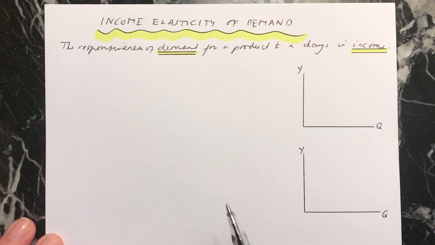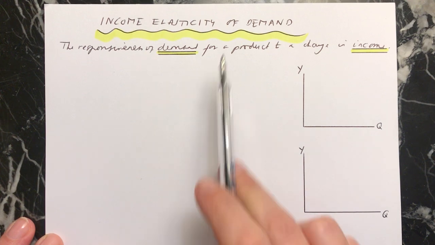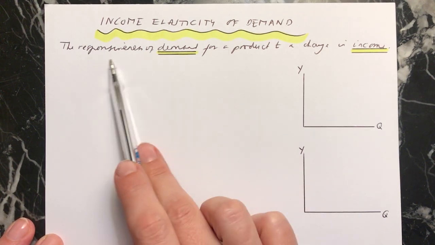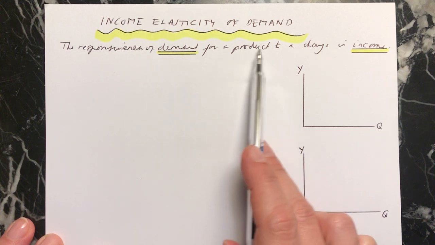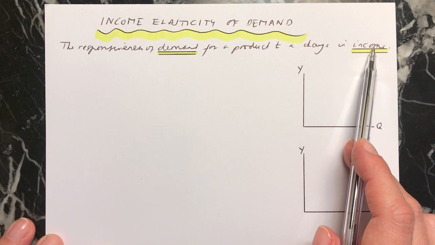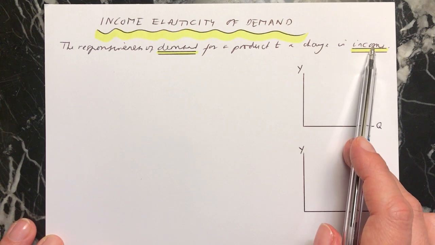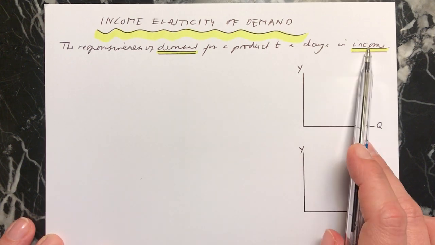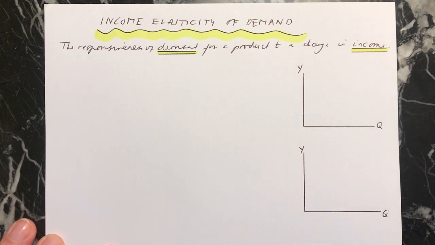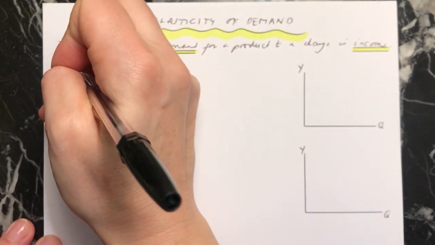Everybody, now we're going to have a look at income elasticity of demand. So this is another elasticity, and this one is looking at the responsiveness of demand for a product to a change in income. So you're looking at the individual, what's going to happen to how much of something they demand when their income changes. And the formula for this, we're now getting the hang of how to do these formulas.